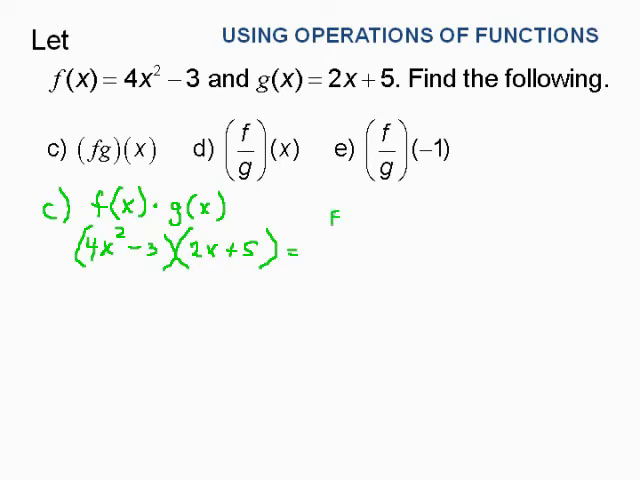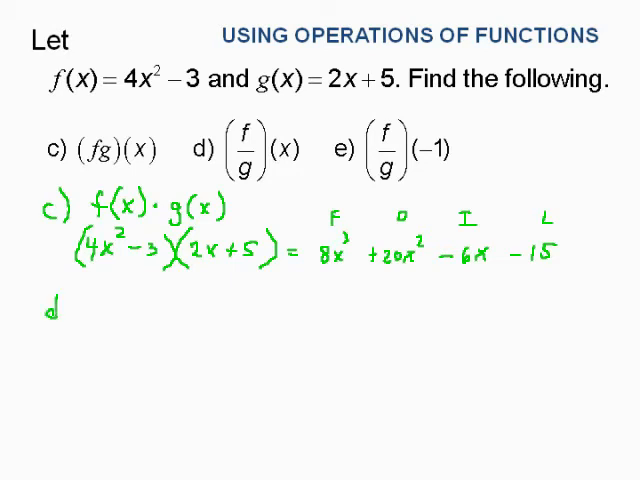You may remember back, our friend FOIL is back. So foiling these, we will get first two terms, 8x cubed. The outside two would be plus 20x squared. The inside two would be minus 6x. And the last two would be minus 15.